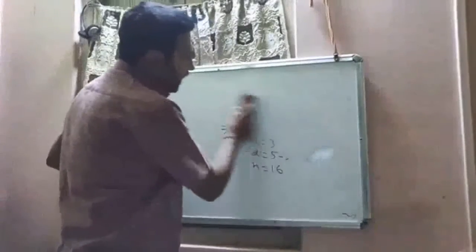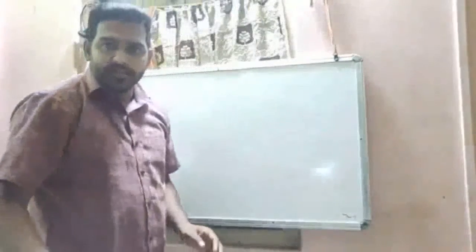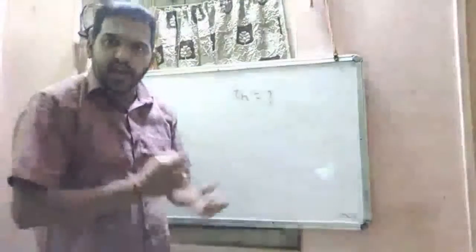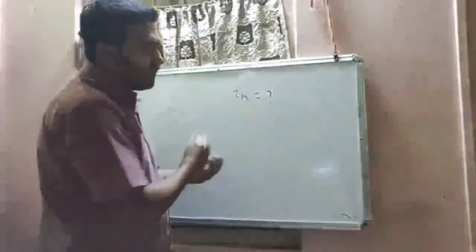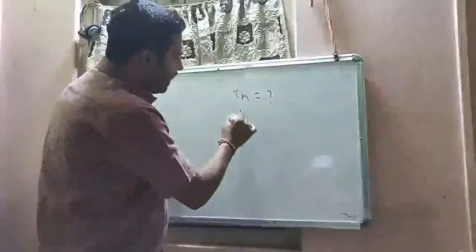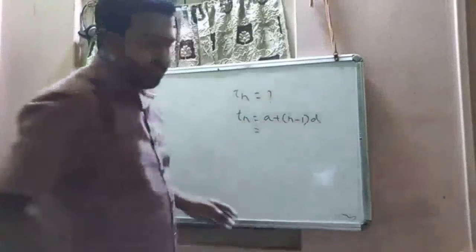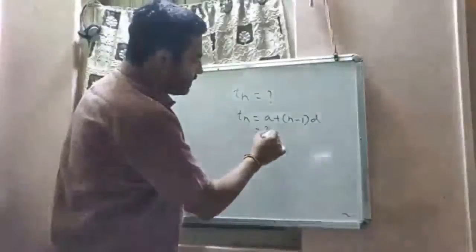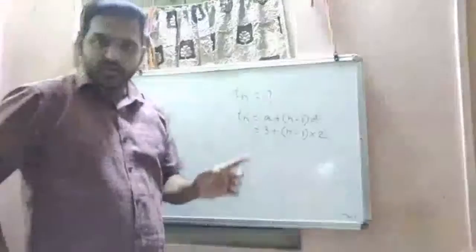Now in this particular AP given, we also have to find the nth term. This is what is given. N may be any number. So how can we find the nth term? As we know, Tn is equal to a plus n minus 1 into d. What was the value of a? The first term in that series was 3, isn't it? And n minus 1 into d, where d was 2. Just check.